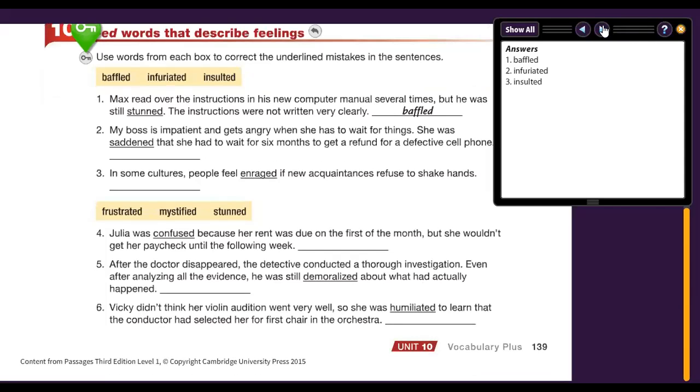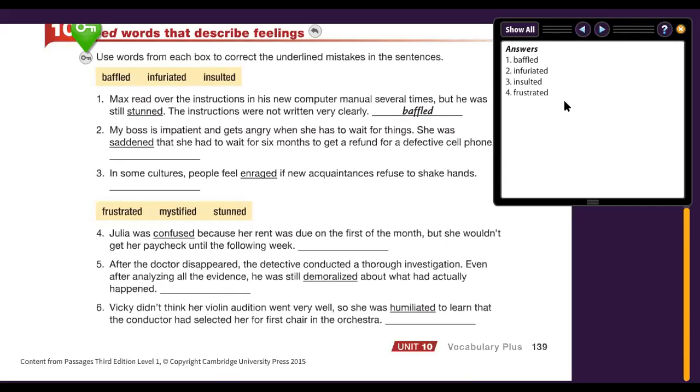Okay, then the number four. Someone reads number four. Julia was confused because her rent was due on the first of the month, but she wouldn't get her paycheck until the following week. Okay, so mystified or stunned? Frustrated. Okay, yeah, frustrated.